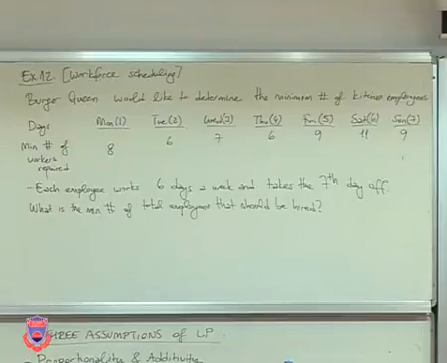So this is a kind of similar problem. Instead of looking at the number of buses, we're looking at the number of kitchen employees. We have 7 days of the week, and for each day we have the minimum number of workers required. For example, on Monday we need at least 8 workers. On Tuesday we need at least 6, and so on and so forth.